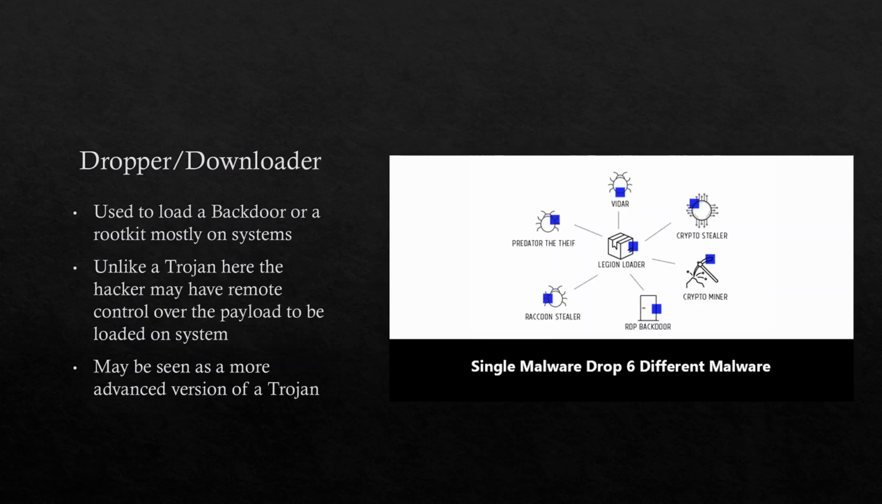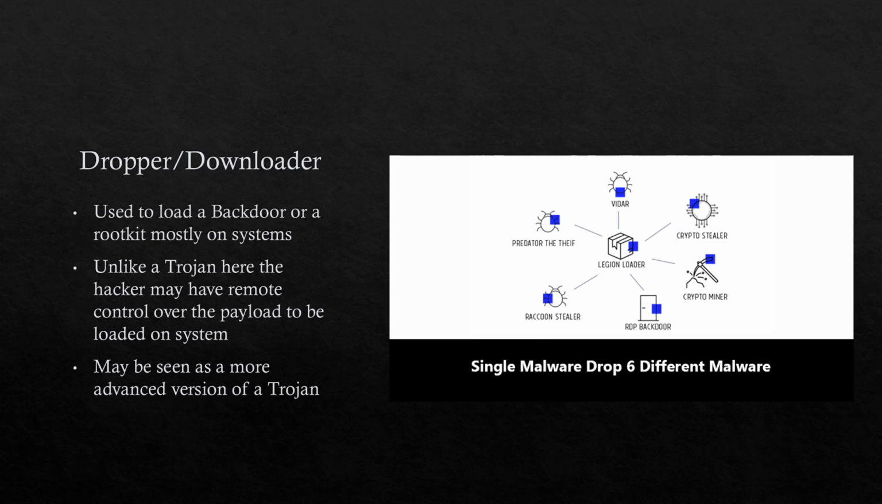The final kind of malware that we're going to discuss is a dropper or a downloader. So, like I said, these malwares are the intermediate step between the hacker and the real payload that the hacker wants to execute. You may find that a dropper is very similar to a Trojan horse. In fact, it is. A dropper is just an advanced Trojan infection on the system.